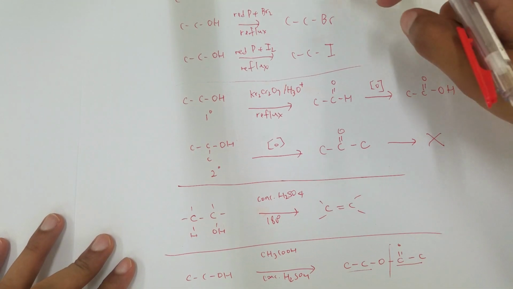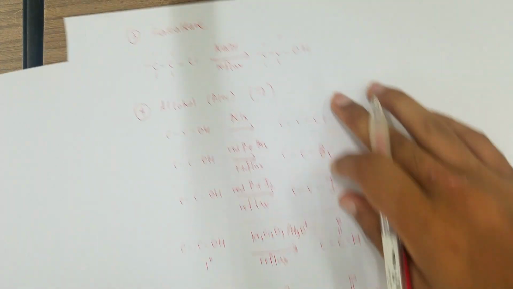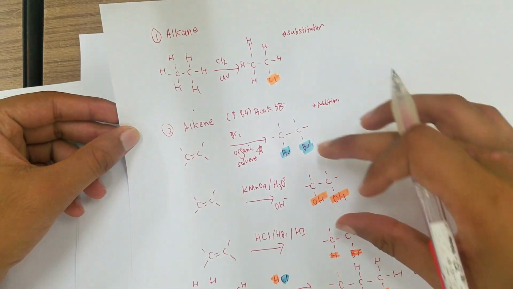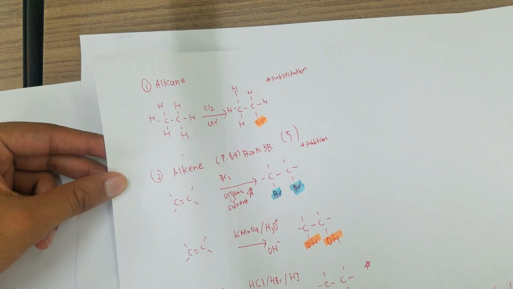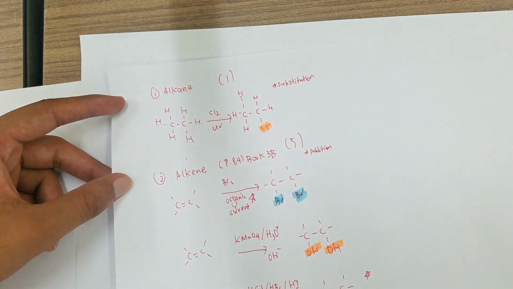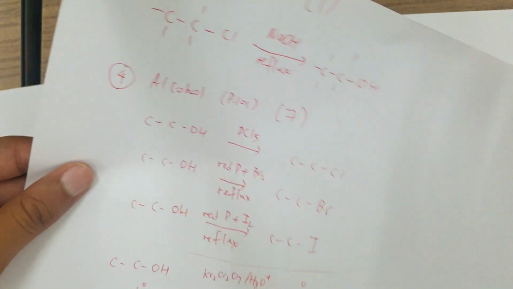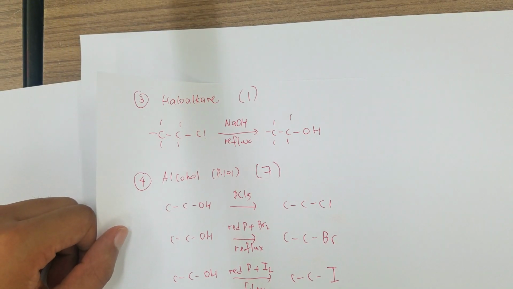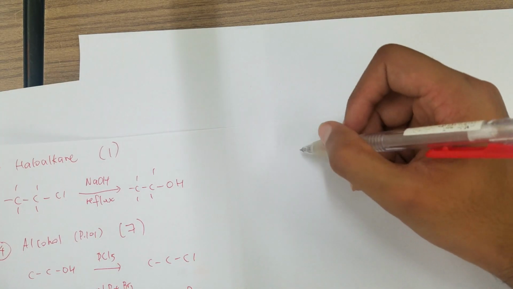So you will notice there are 1, 2, 3, 4, 5, 6, 7 reactions of alcohol, 1 reaction of haloalkane, and then over here we have 3 plus 2 is 5, and 1 reaction for alkane. So by now you should have already memorized 14 reactions. And we still have aldehyde and ketone. Now aldehyde and ketone are relatively easy because it's just the one-way reaction.